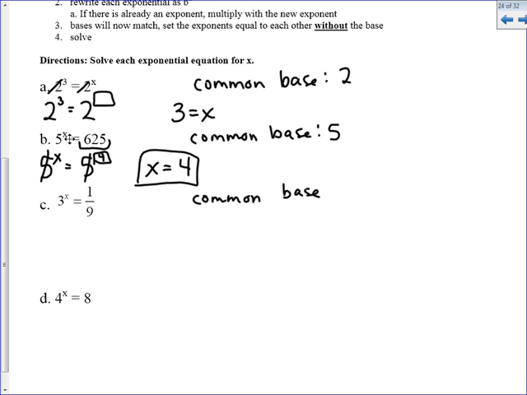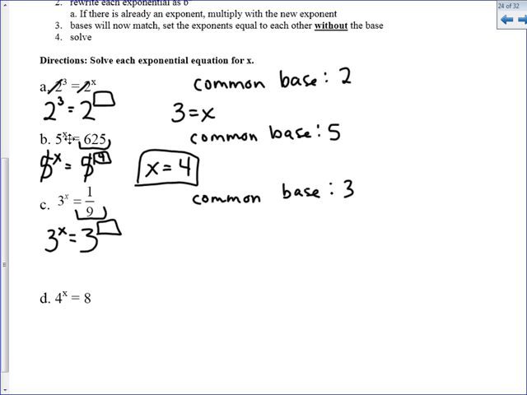I'm looking, one side is 3 to the x, so I need a common base for 3, and I need a common base for 1/9. So what number do you think works for both 3 and 1/9 for my base? 3. So if I look at the left side of the equation, it's already got a base of 3. It's 3 to the x power. What I want to do now is rewrite this 1/9 as 3 to some power.